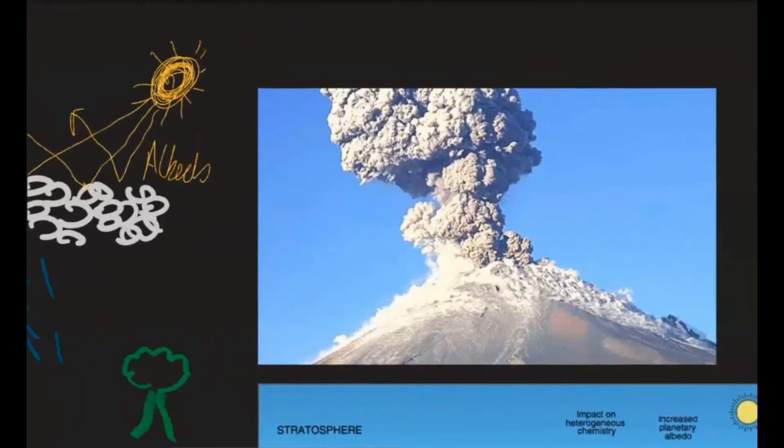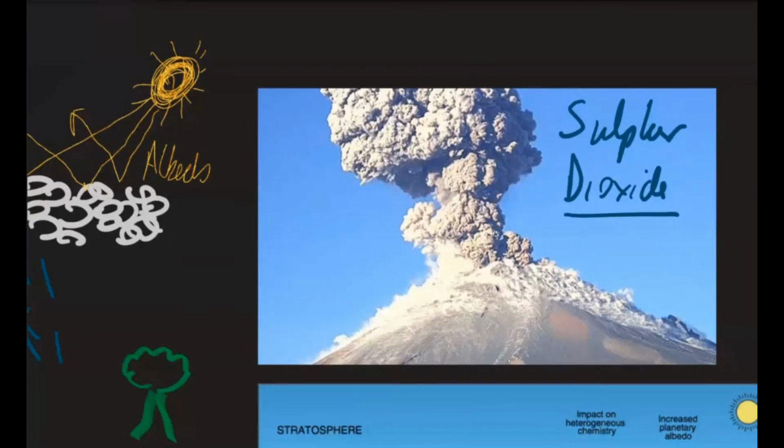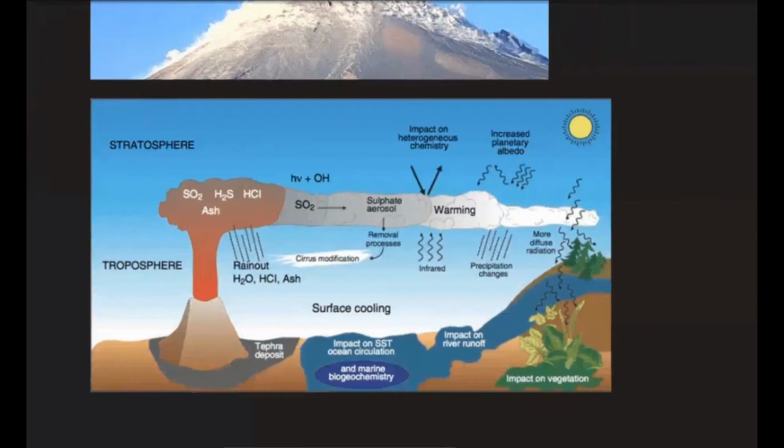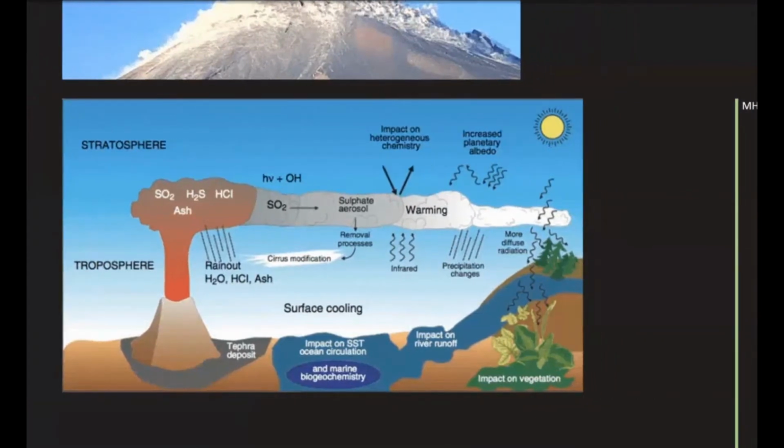And the main thing that comes out of this is sulfur dioxide. And it can cause this localized cooling effect. There's a more accurate diagram of what really happens there. The sunlight's reflected, that infrared heat can't really escape, and we've got general surface cooling that happens when volcanoes, especially really large ones, erupt.